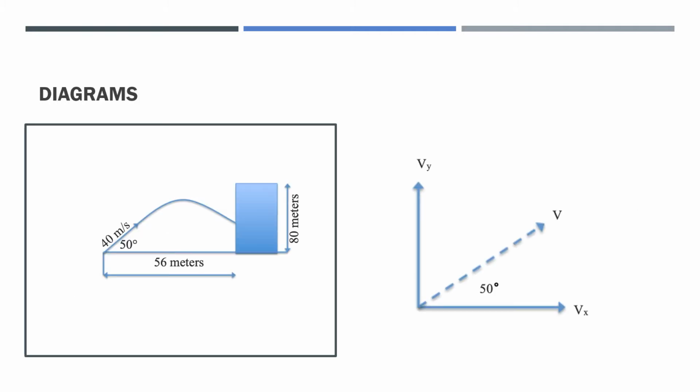The diagram on the left shows the problem itself for you to better understand it. Now, since the velocity is at an angle, there's a diagram on the right that shows how the velocity is then broken down. We will use a diagram in the next slide.